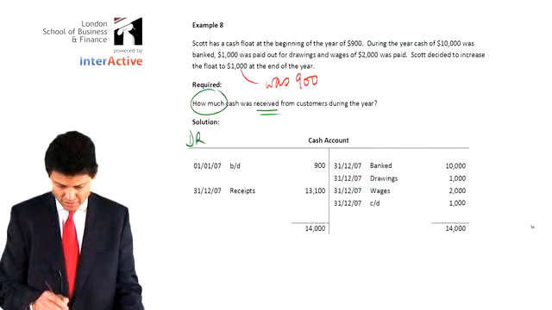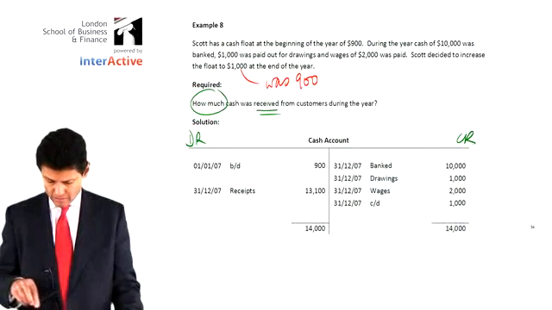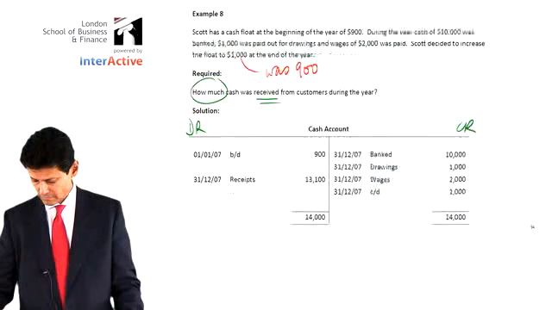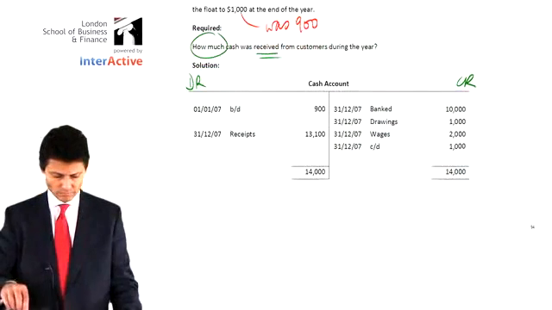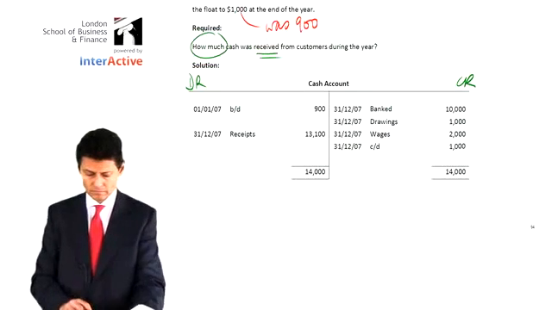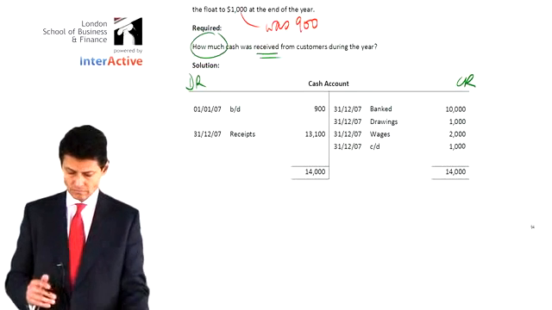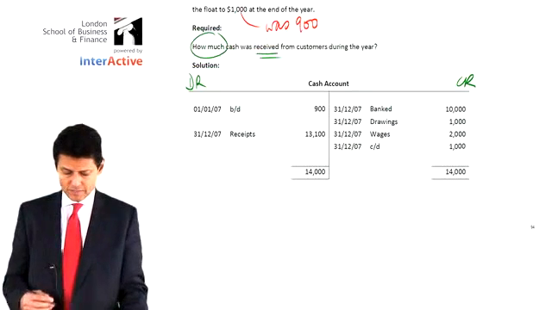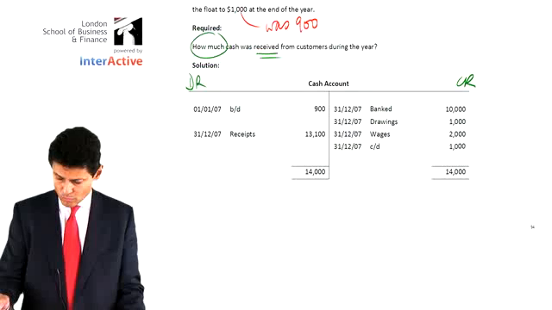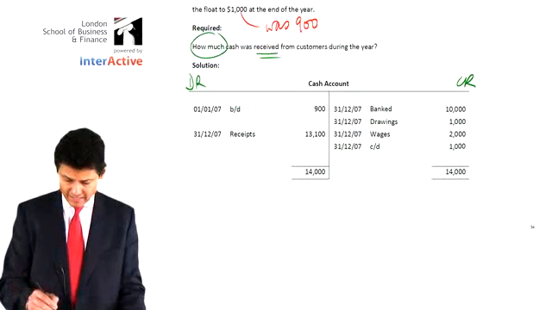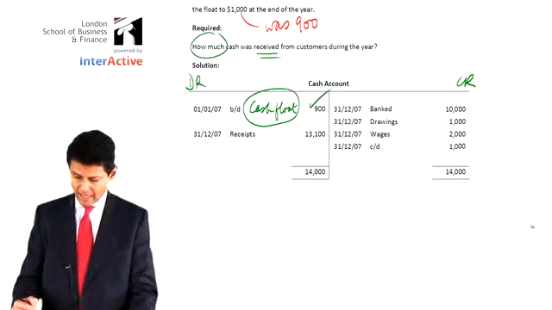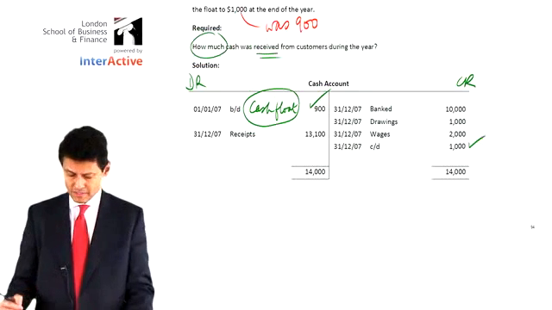Here we have it, a debit and credit, dollars, etc. Cash. In the cash account, the opening balance was said to be, as you saw earlier, the cash float, as they called it. The opening balance on cash was 900. At the end of the year, of course, it was 1,000.